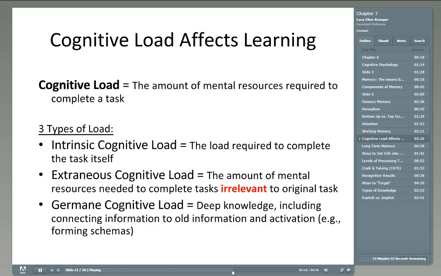Finally, there's germane cognitive load. And this is deep knowledge, including connecting information to old information and activation. When we think about germane cognitive load or germane processing, people sometimes refer to it as generative processing, and you engage in this deep processing, such as mentally organizing the material together, relating it to prior knowledge, such as schemas, and this can aid in learning. So we have intrinsic, which is, again, the cognitive load required in and of itself. Extraneous are things that are going to hurt, and germane seem to be ones that will facilitate.